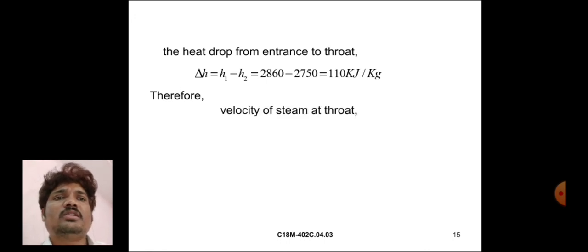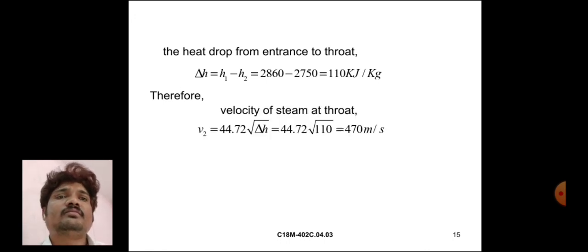Therefore, the velocity of steam at throat condition, V2, is equal to 44.72 under root delta H. The delta H value, already found, is 110 kilojoule. So the velocity of steam at throat, V2, is equal to 470 meter per second.